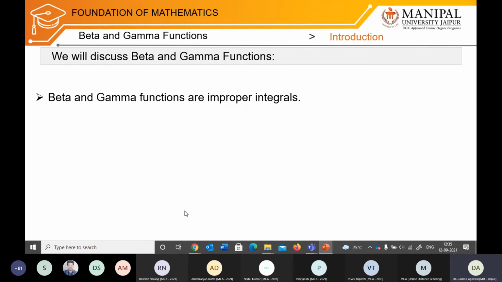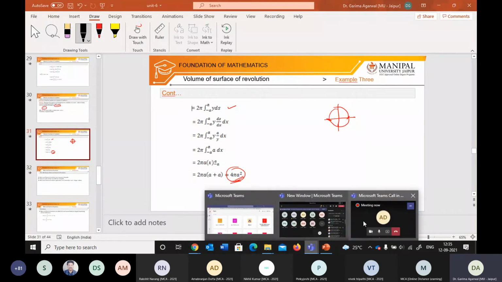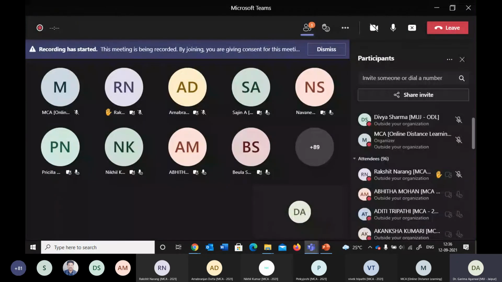The next is beta and gamma function. So if you have any query in volume, surface, integral, volume through revolution, please let me know. Fine.